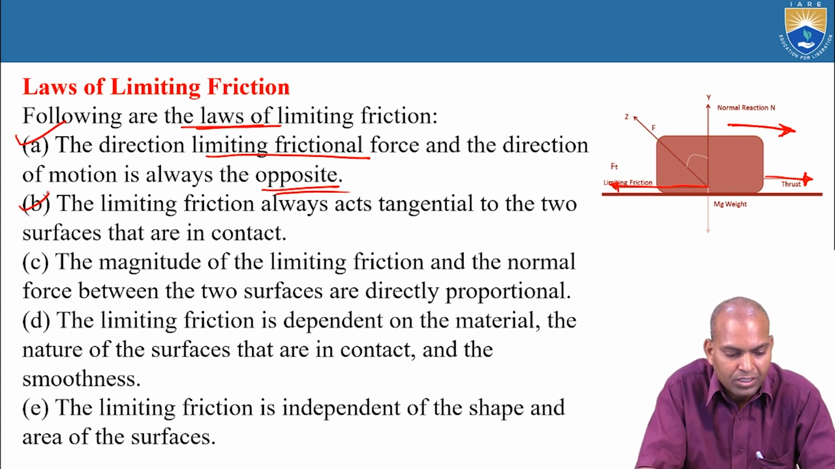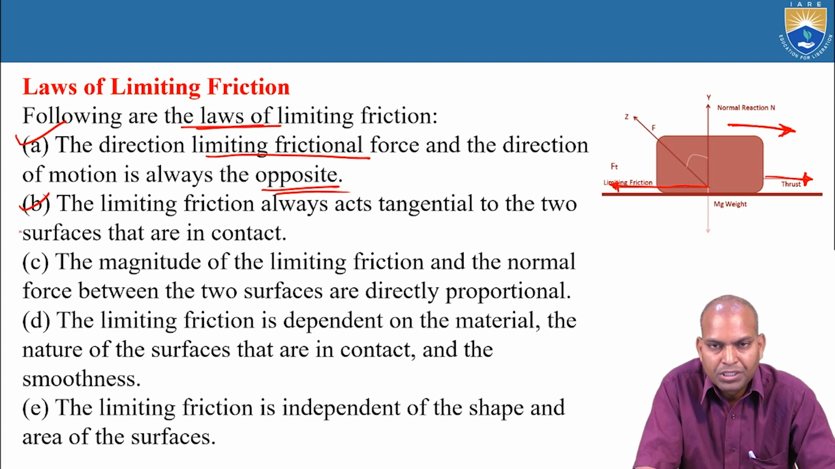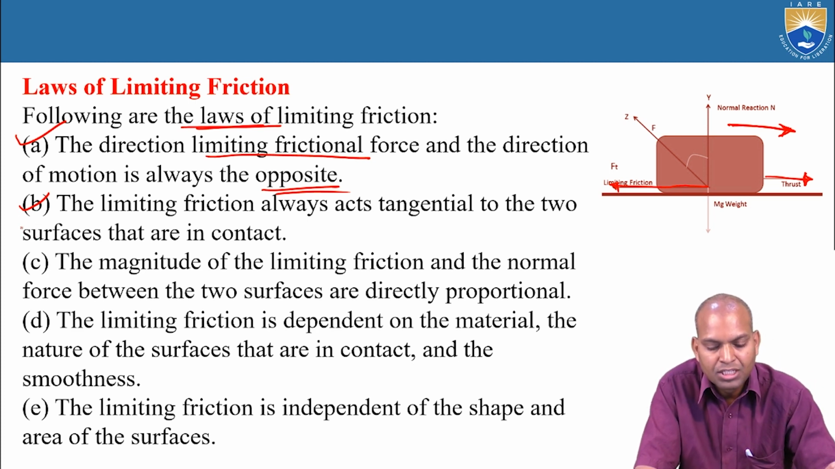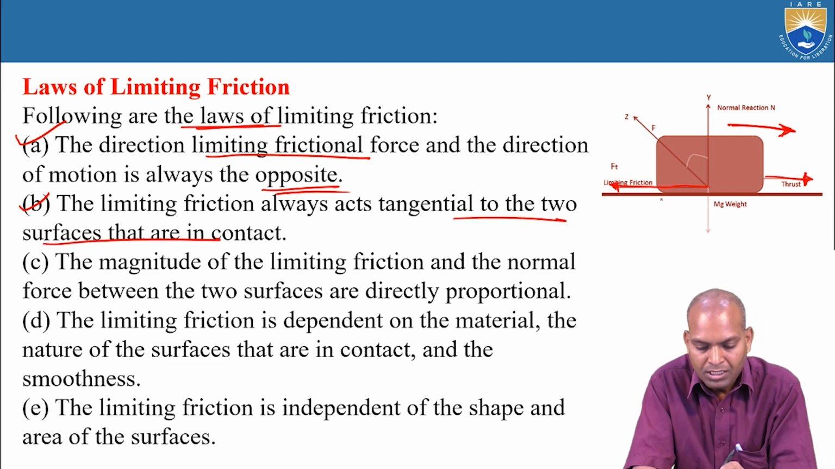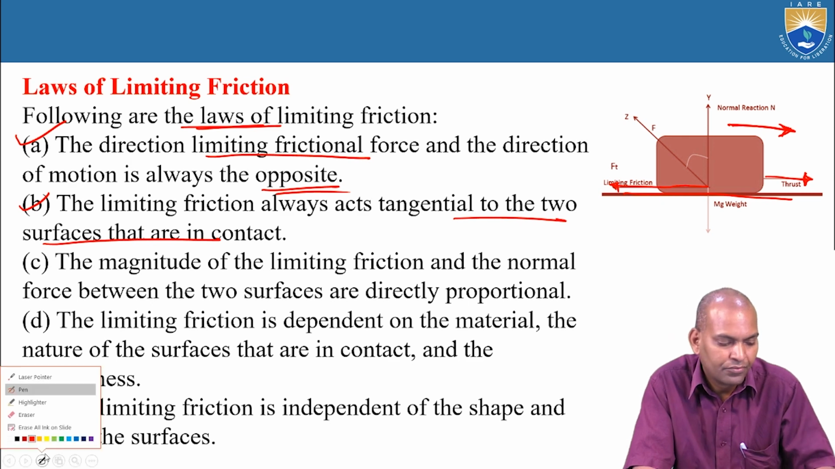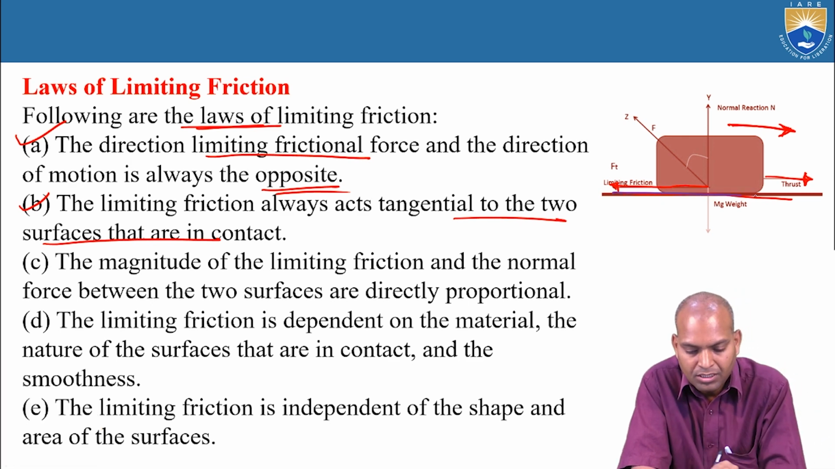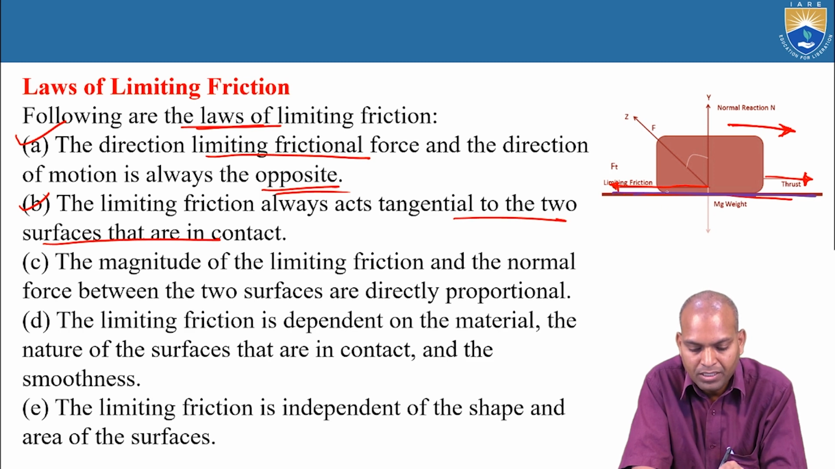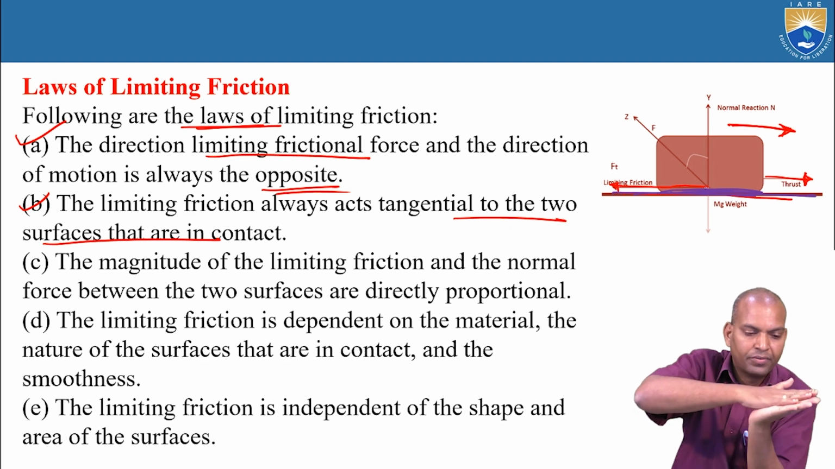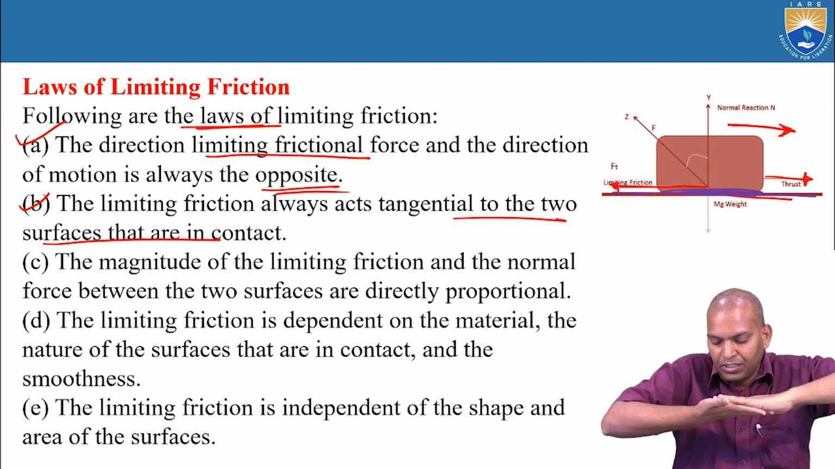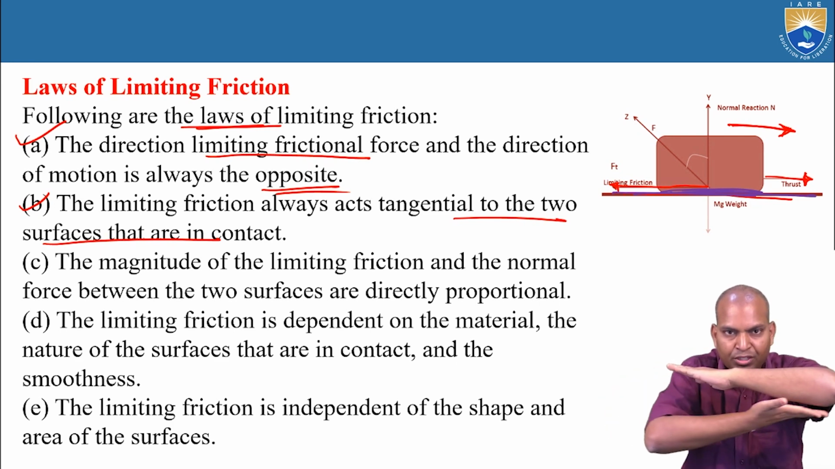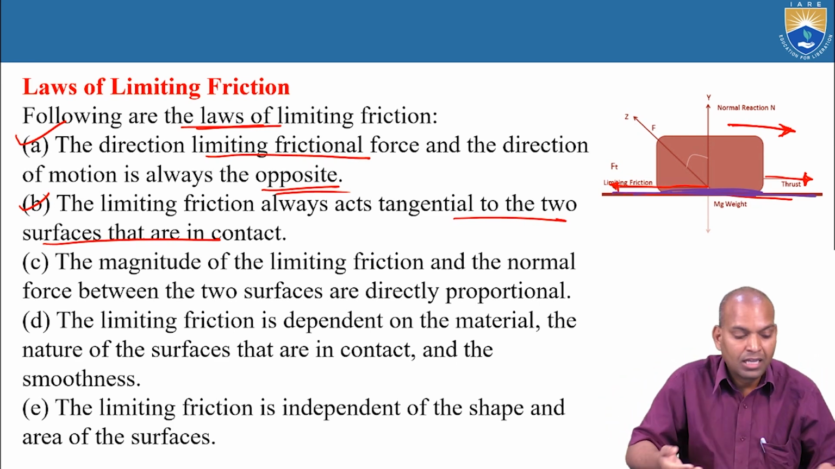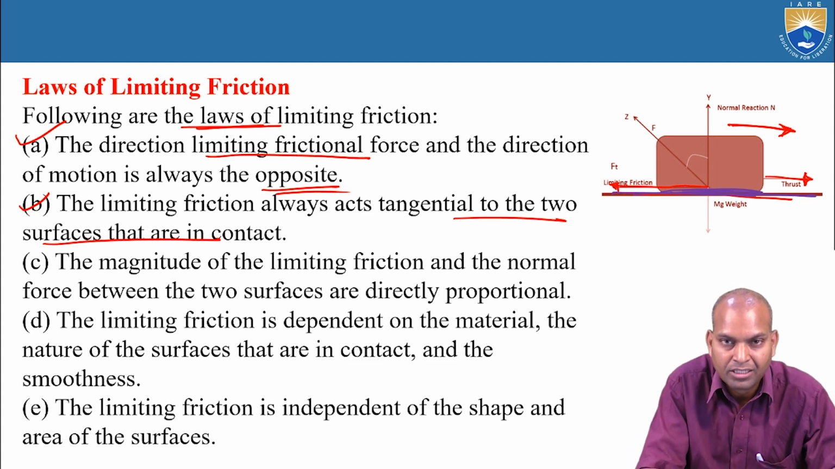What is the second law? The limiting frictional force always acts tangential to the contact surfaces. Here, this is one contact surface, and this is another surface. It is tangential to the surface. The limiting frictional force acts in the opposite direction of the motion. The body is moving in this direction, the limiting friction acts in that direction, but it acts tangential to the contact surface. That is the second law.